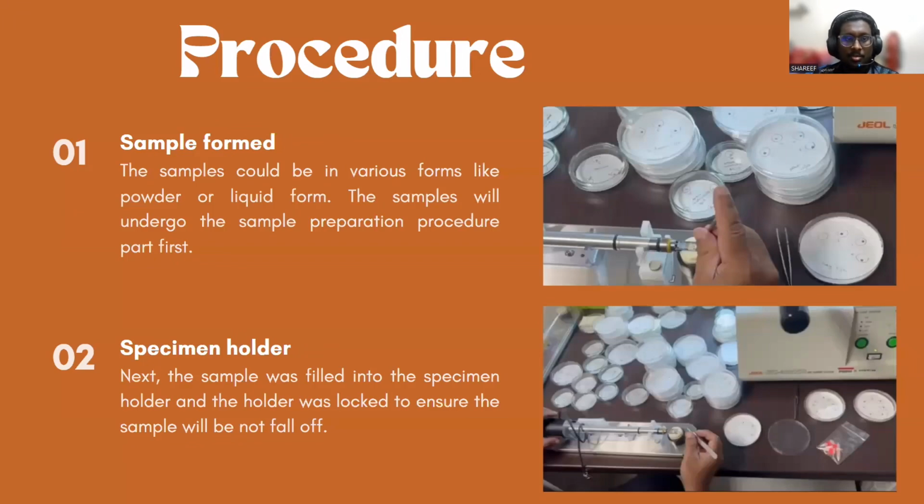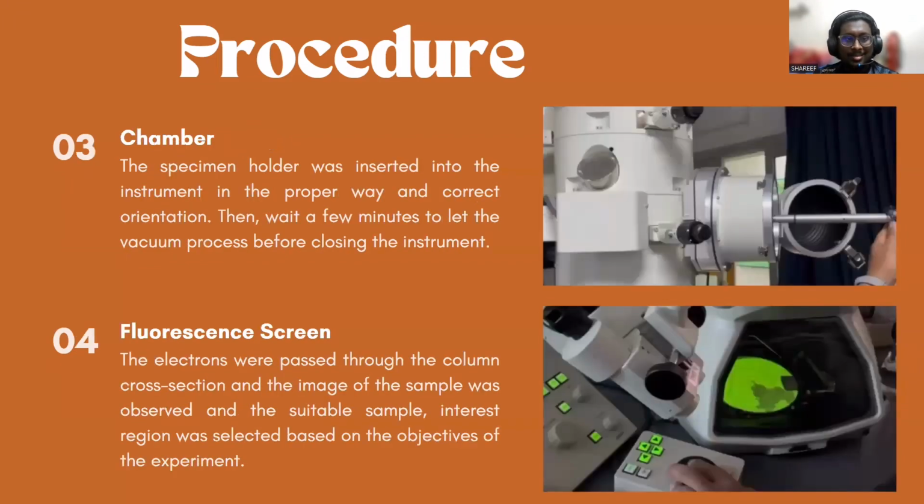For the procedure, first of all, when we want to use this TEM, we have to prepare a sample first. The sample can be in various forms, as mentioned earlier, whether powder or liquid. The sample will undergo the sample preparation procedure first, as we have covered before. Secondly is the specimen holder. Next, the sample will be filled into the specimen holder, and the holder is locked to ensure the sample will not fall off. The third one is the chamber.